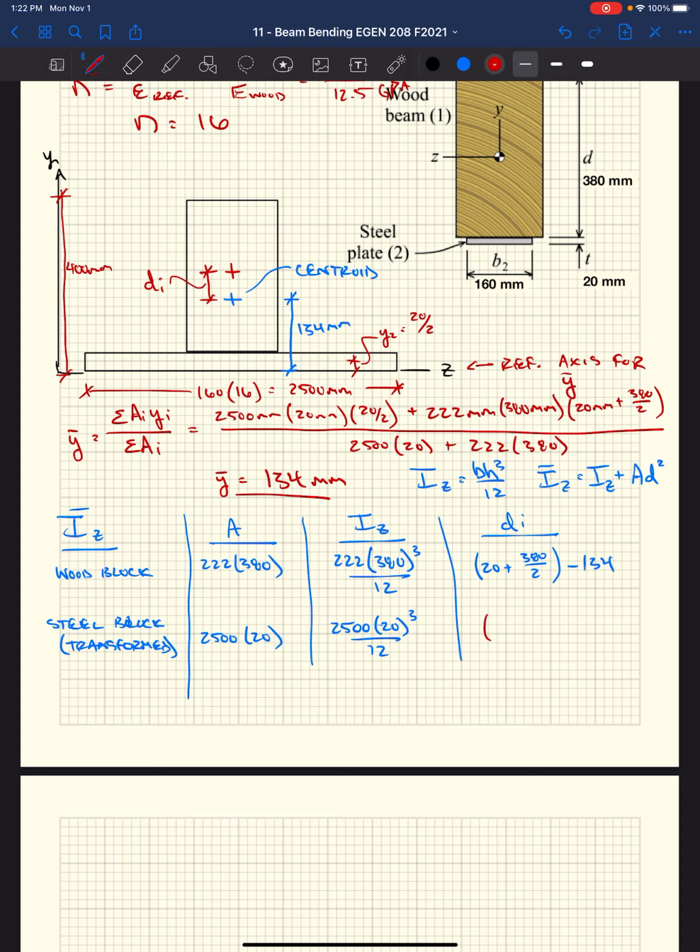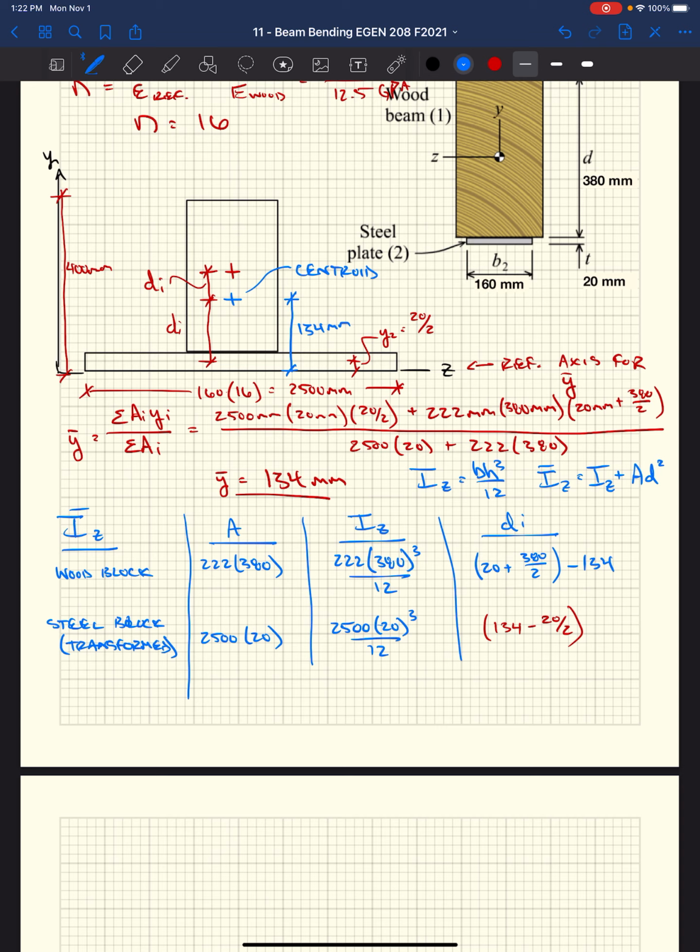And then we have 134 minus 20 over 2. Well, this is d sub I going the other way. We've got to figure out what's our distance from the centroid of our steel block, or now our wood block, to the centroid of the overall system. Well, that's 134 minus 20 over 2.